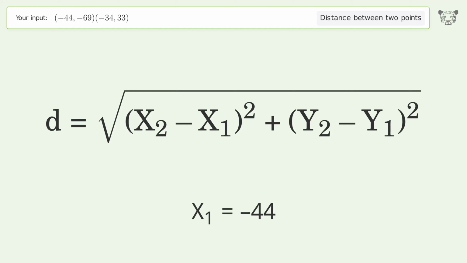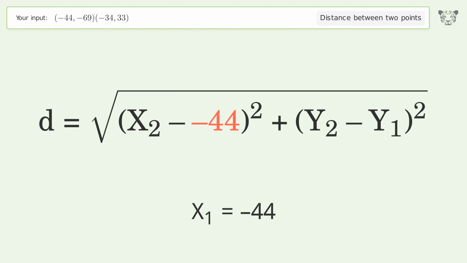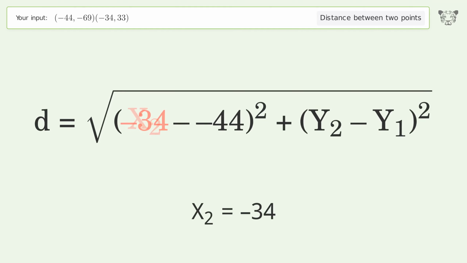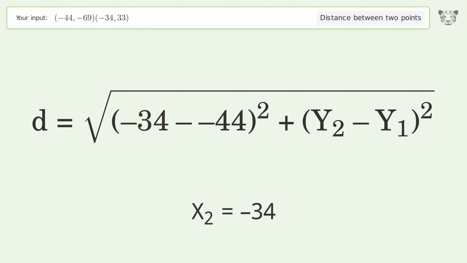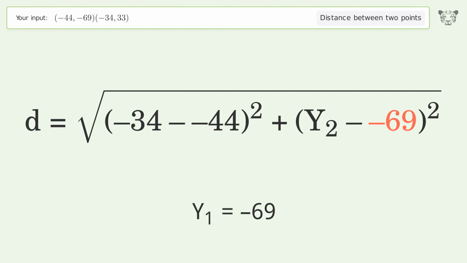x1 equals -44. x2 equals -34. y1 equals -69. y2 equals 33.